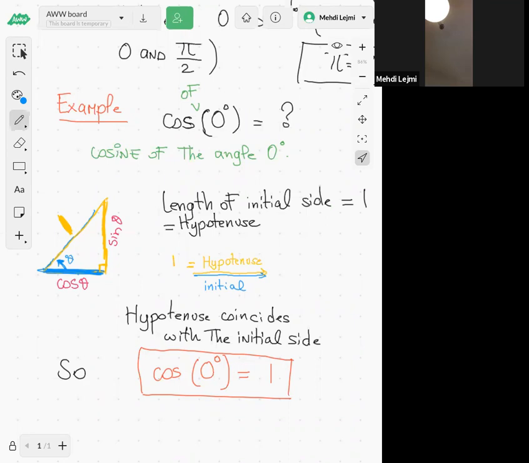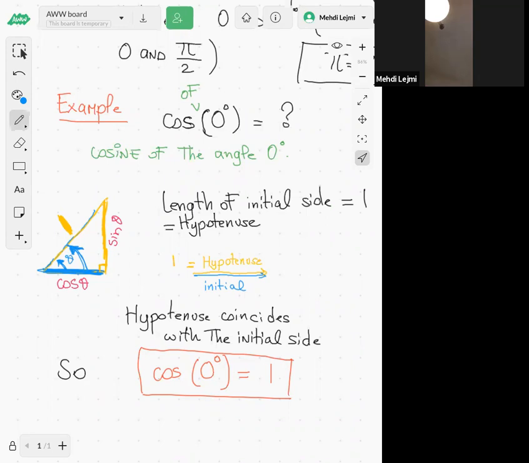Just take a right triangle with hypotenuse 1, and one side is going to be cosine of theta, the other side is going to be sine of theta. All right, perfect. Now what we are saying is my angle theta is 0. So you see this blue angle here, it's 0. It means there's no angle.